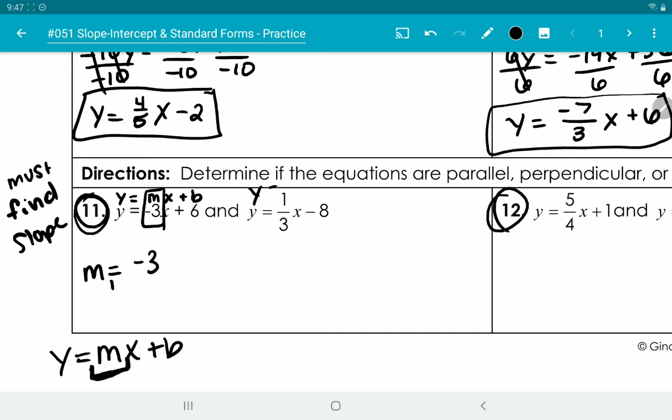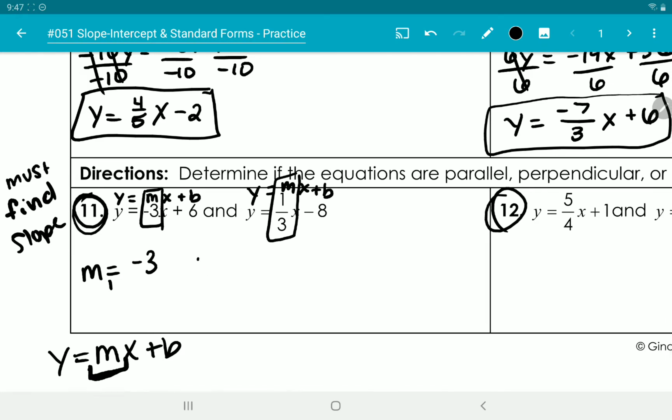And then this one looks like it is also in this form already. So whatever is being multiplied by x here is going to be m sub 2. So the slope of the second line is positive 1 over 3. Okay, so they're not the same. If you look at the flow chart, they're not the same, so they're not parallel.